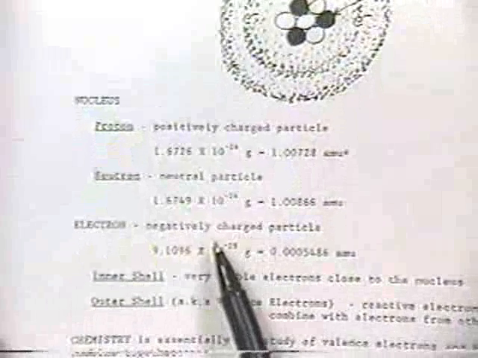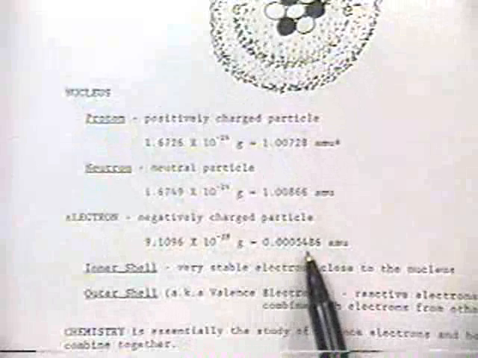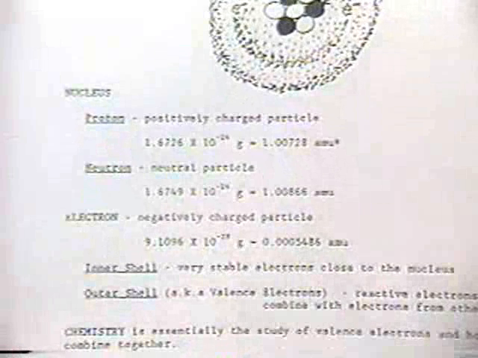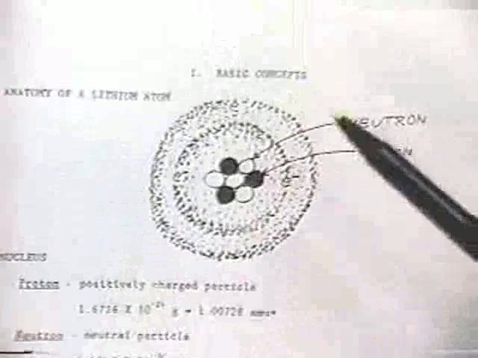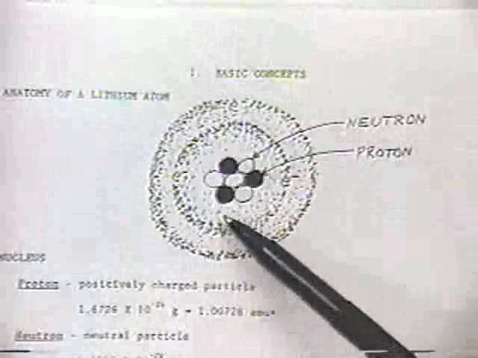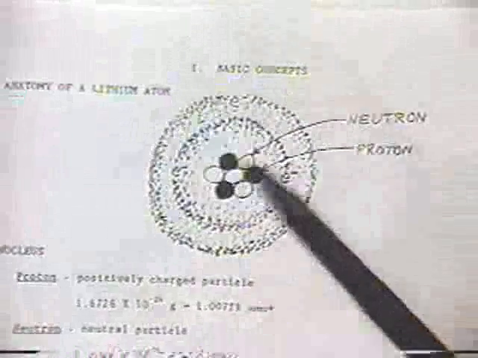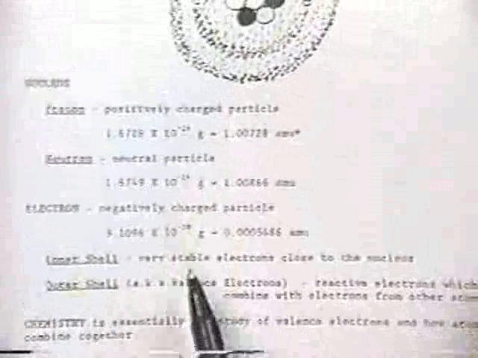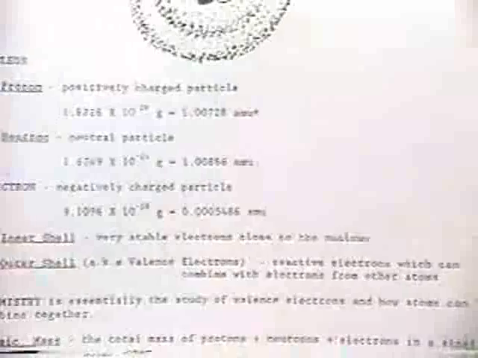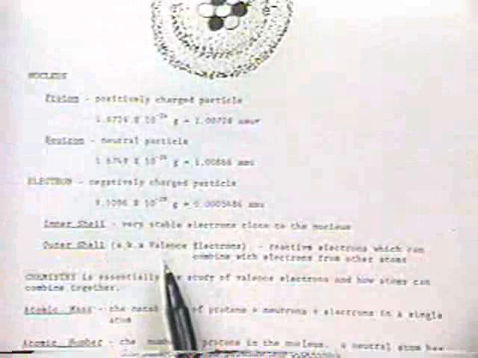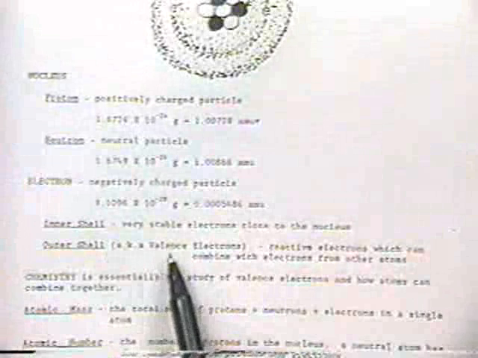Now the electron is of course negatively charged, and it has a very small mass. You can see it's much, much less than 1 atomic mass unit. Now these electrons are arranged into inner shells and outer shells, and you can see in the lithium example, here are the 2 inner shell electrons, and then there's that 1 outer shell electron. The inner shell electrons are very stable. They're close to the nucleus and generally non-reactive. It's the outer shell electrons where all the action is. The outer shell electrons are also called the valence electrons, and you can think of chemistry as the study of valence electrons, which is the point that's made right here.